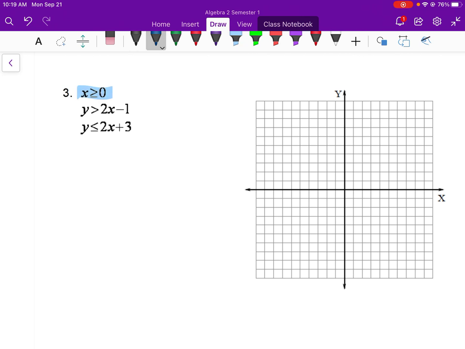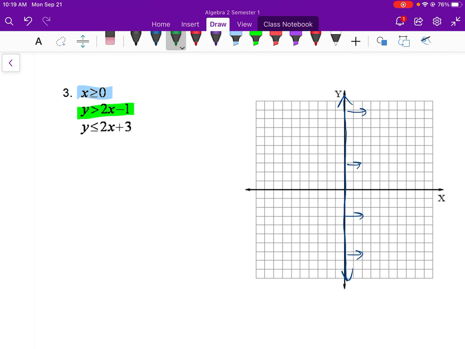Okay, we've got x is greater than or equal to 0. Just a little bit different. We've got that x is equal to 0, a solid line due to it being greater than or equal to. Since it's greater, we're going to the right. So our final shading will be somewhere in quadrant 1 and 4.